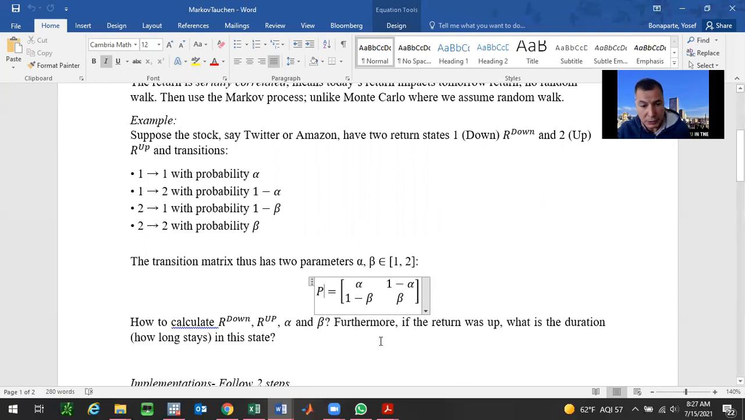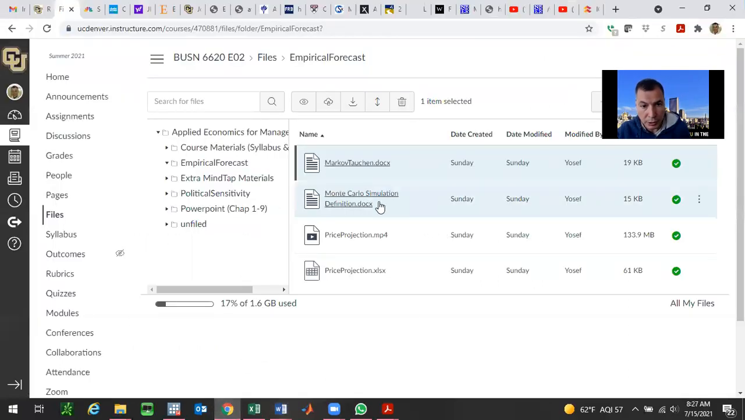Before I go there, I want to say that if you go to your Canvas, you will see something called empirical forecast. And there are four things here, which is a Markov chain document, Monte Carlo document.